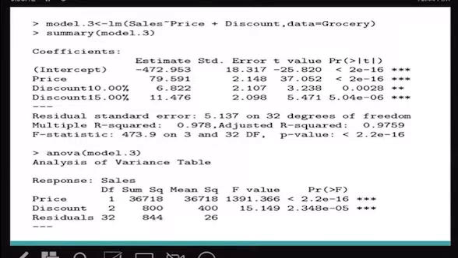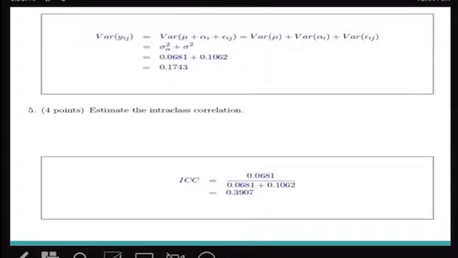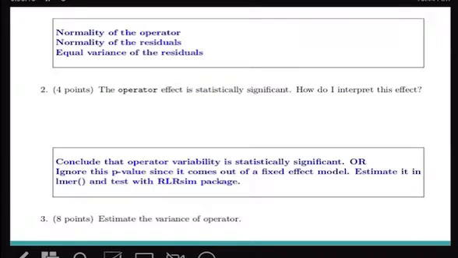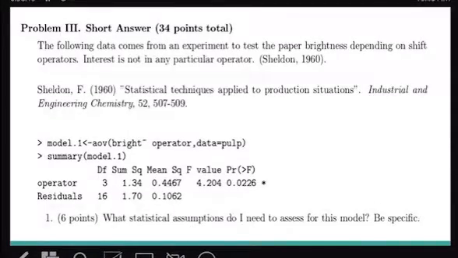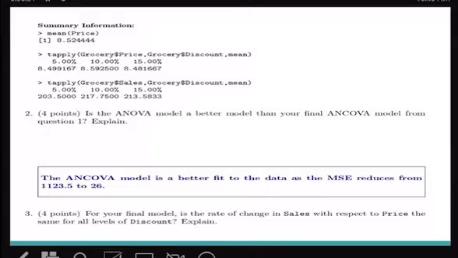You're going to see what my response was when I actually answered that. What was my response? I said: the ANCOVA model is a better fit to the data as the mean square error reduces from 1123.5 to 26. When you tell me the ANCOVA model is better without telling me the reason, you are not going to get a full point for that.